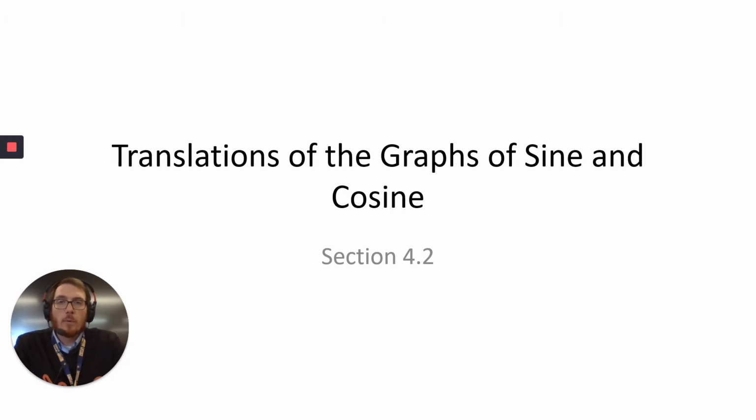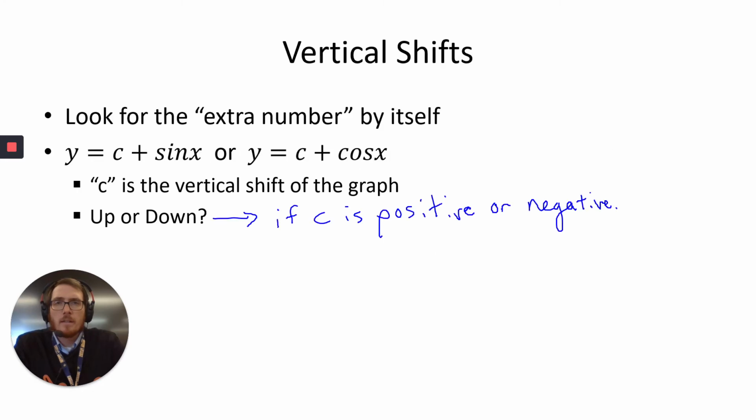So in section 4.1, we mainly just took the period and amplitude and changed those on a graph. Today we're going to talk about translations, so moving things to the left or right or up or down. We're going to spend a couple days on this lesson because of the different types of questions that could be asked, and honestly it's probably just good to review the same ideas multiple times.